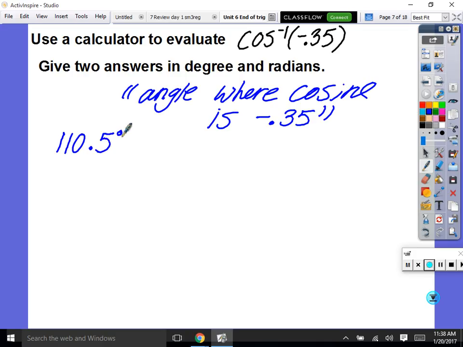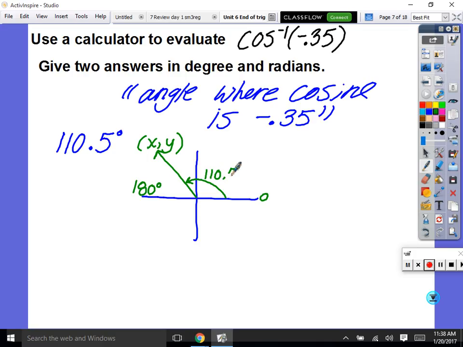Negative 0.35. Did you all get 110.5 degrees? Now remember that cosine inverse only gives us output between 0 to 180 degrees. Let's draw in 110.5. So that would be going around somewhere over here, right? 90, 110. So I'm going to draw that in. So that was some XY point here, and that was 110.5 degrees. Okay, that is true.